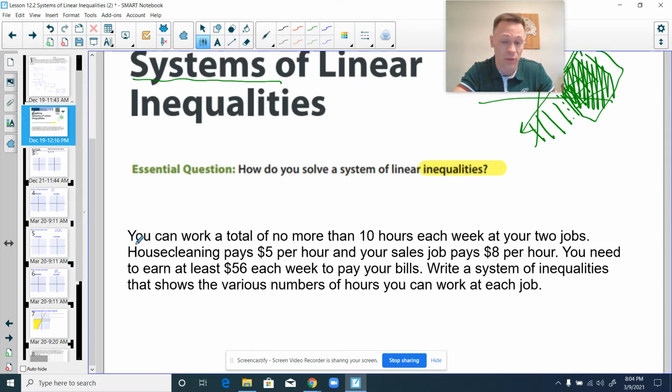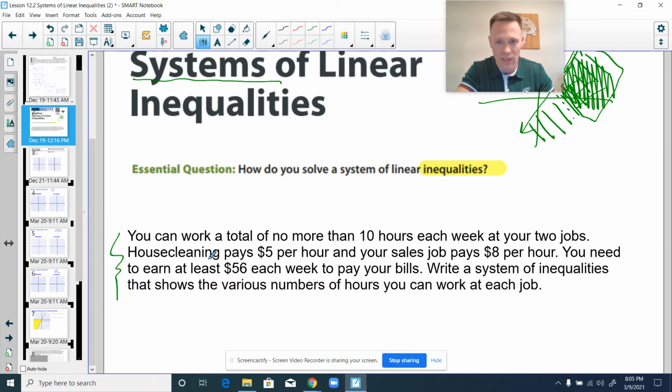A little bit of another warm-up. So you can work a total of no more than 10 hours each week at your 2 jobs. So I have 2 jobs, but total I can't work more than 10 hours. House cleaning pays $5 per hour, and my sales job pays $8 per hour. I need to earn at least $56 each week just to pay my bills. So I'm going to write a system of inequalities that shows the various numbers of hours that you can work in each job.